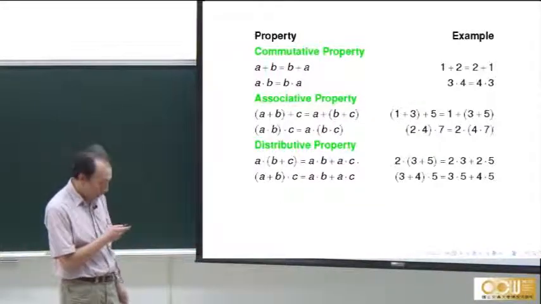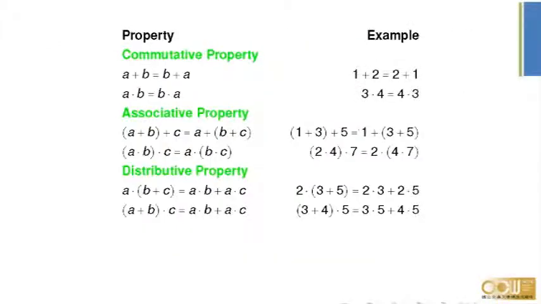Okay, they satisfy the following properties for addition and multiplication. The first group we call the commutative properties, which says a plus b equals b plus a, which means we can switch the order of the addition, and for multiplication, a times b equals b times a.